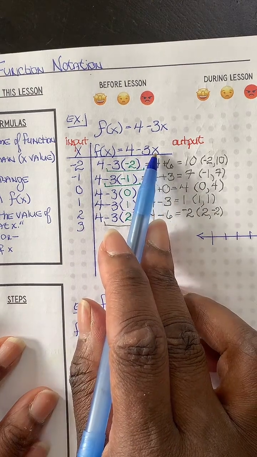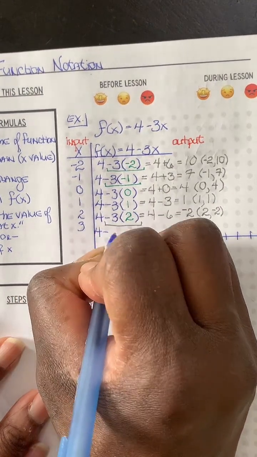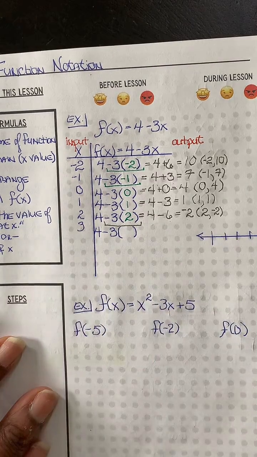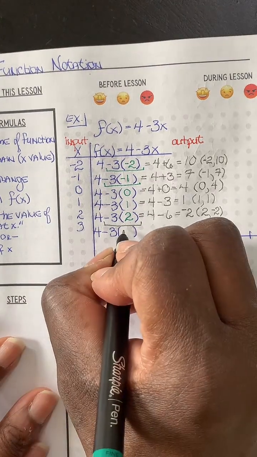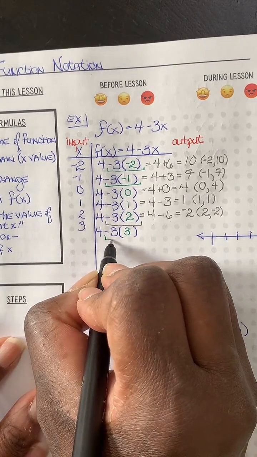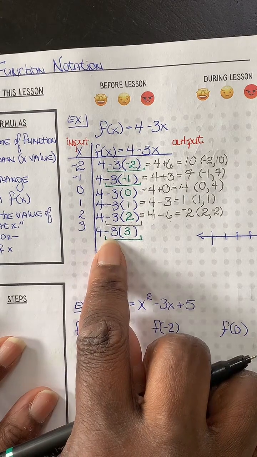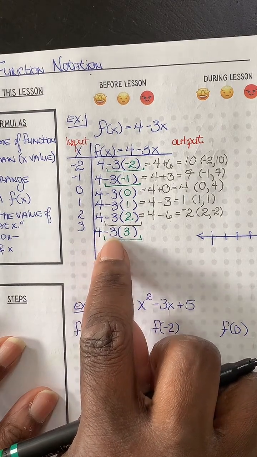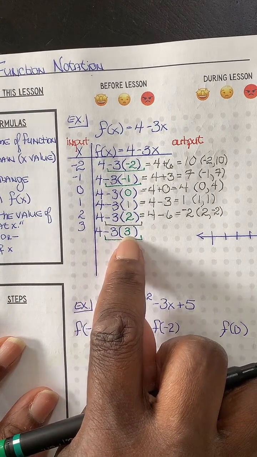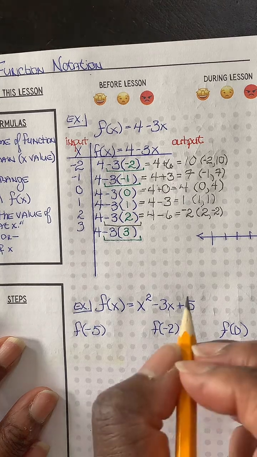Okay, we're substituting the 3 in for the x. So we have 4 minus 3, but instead of an x, we're plugging in a positive 3. So now right here, we have a negative 3 because the minus sign acts as a negative when it comes to this number. So negative 3 times 3, that gives me a negative 9.